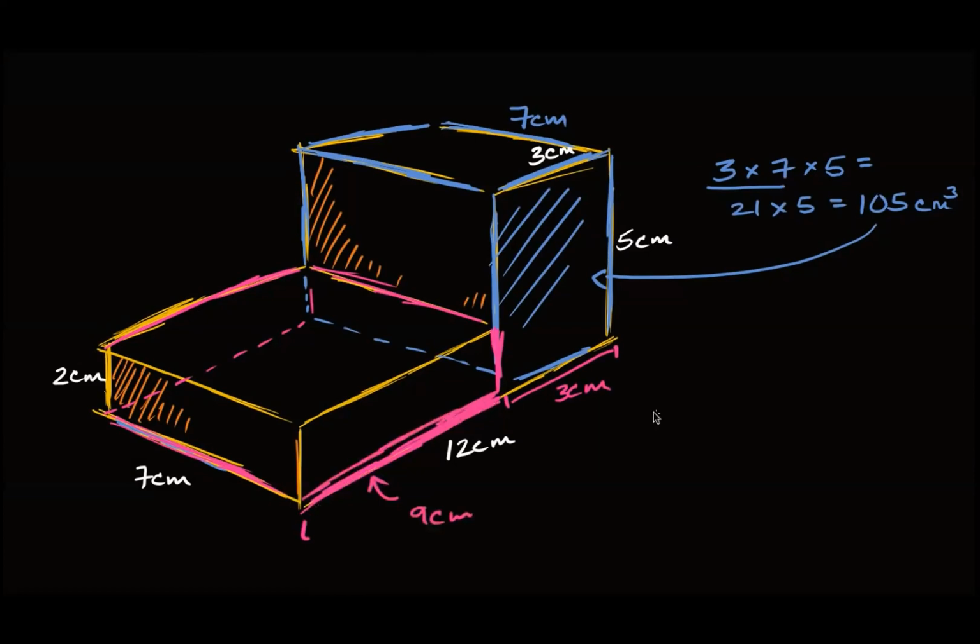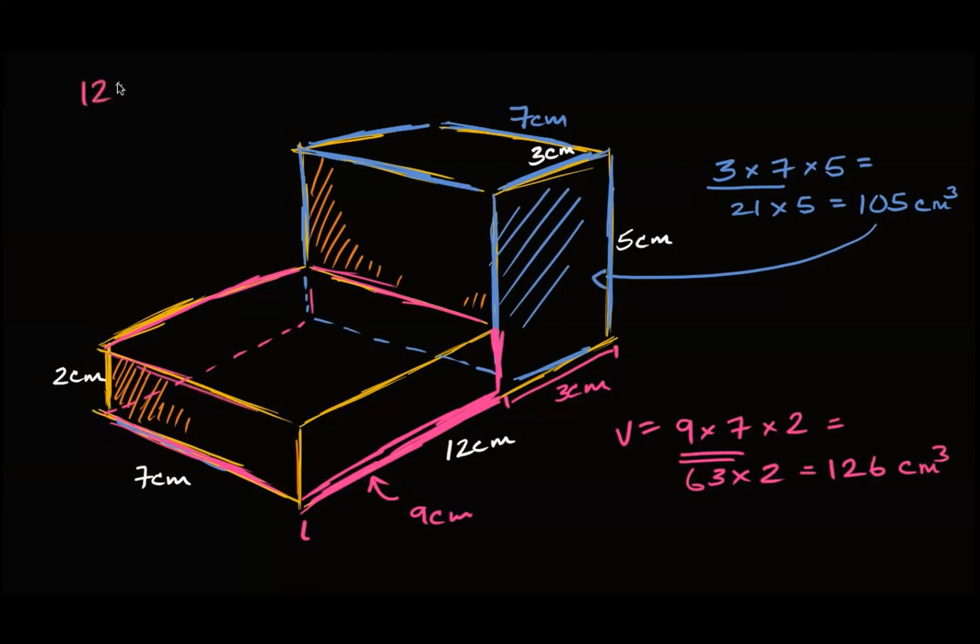So the volume of this magenta part is going to be 9 centimeters times 7 centimeters times the height, 2 centimeters, which is going to get us, let's see, 9 times 7 is 63. 63 times 2 is equal to, 60 times 2 is 120, 3 times 2 is 6, so it's 126 cubic centimeters. So the total volume of the entire thing is going to be the volume of the magenta stuff, which is 126 cubic centimeters, plus the volume of the blue stuff, 105 cubic centimeters.